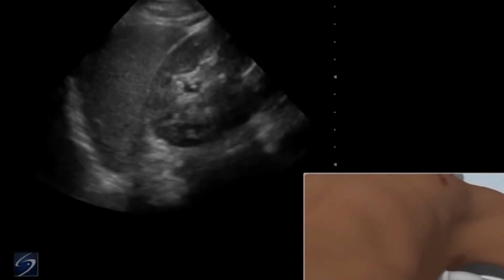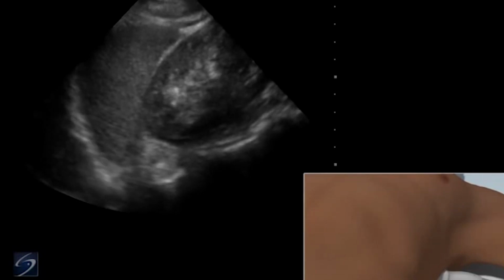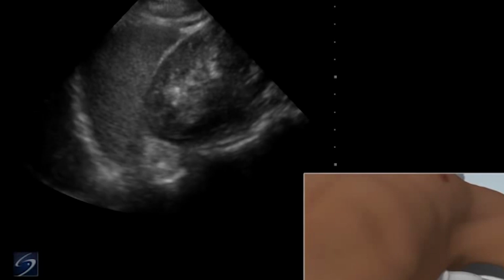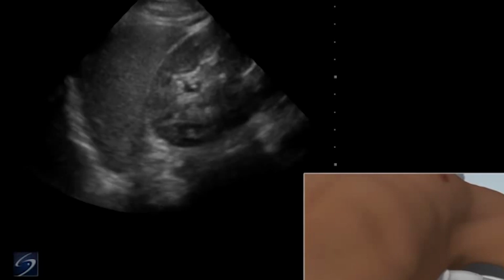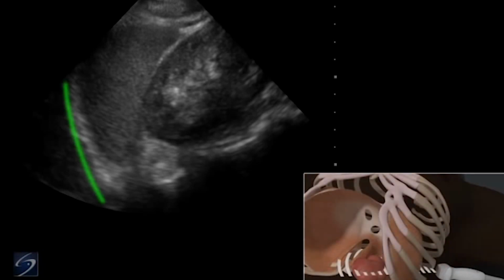If it is difficult to visualize the splenorenal recess, a deep inspiration will move the diaphragm and other structures in this area down and below the ribs for easier access. Sliding the transducer in an upward direction will visualize the diaphragm and pleural interface.